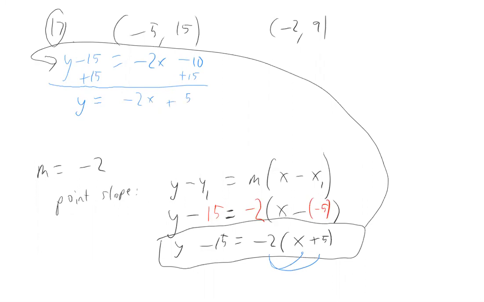So this right here is almost, but not quite, the function for the problem. All you have to do is change the y into the name of the function, which in function notation is f of x. So you just say f of x equals -2x plus 5 instead of y. So your answer actually looks like that.